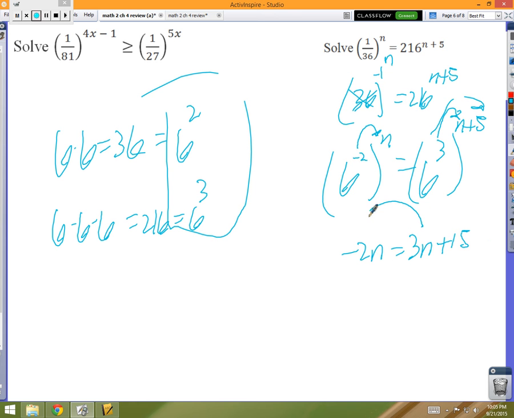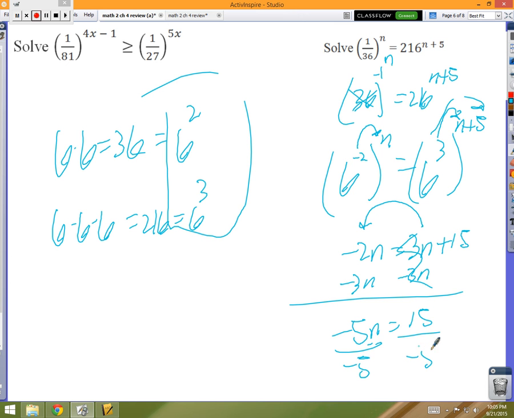Now I'm going to move my n's to the left, so I'm going to go minus 3n, minus 3n. That's gone, and then I've got a minus 2n and a minus 3n, so it's minus 5n. Then on the right, I've got 15. So divide by a minus 5, divide by a minus 5, and 15 divided by a minus 5, we've got n is equal to a negative 3.